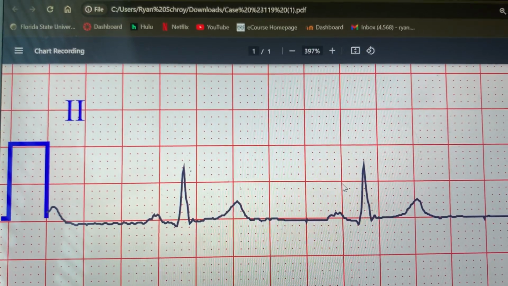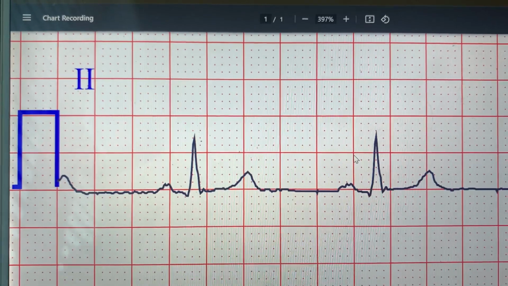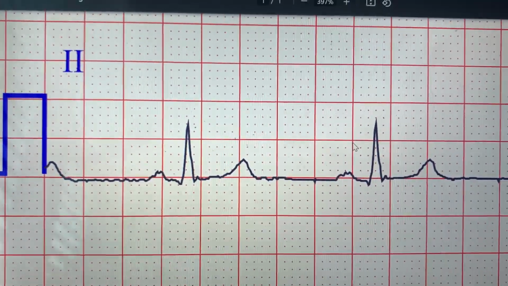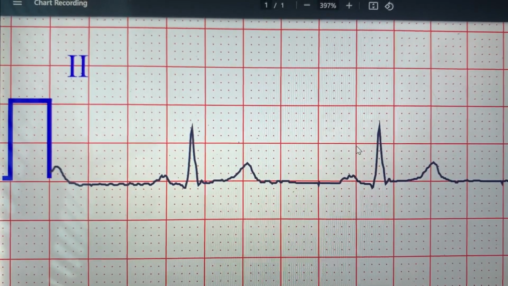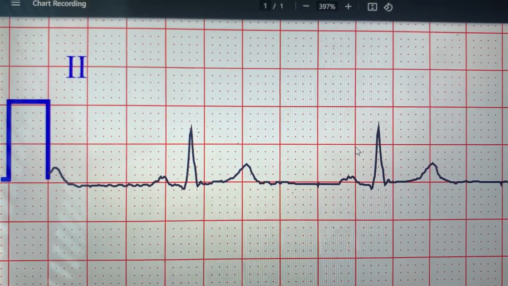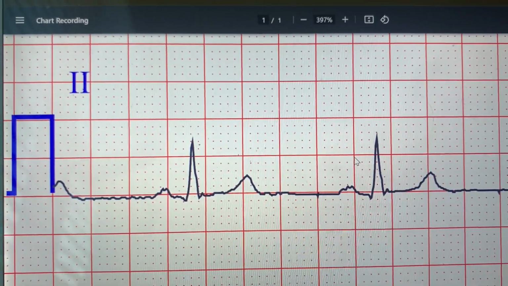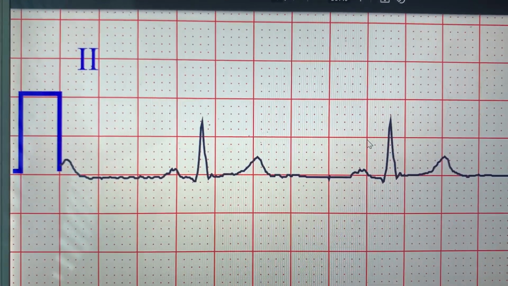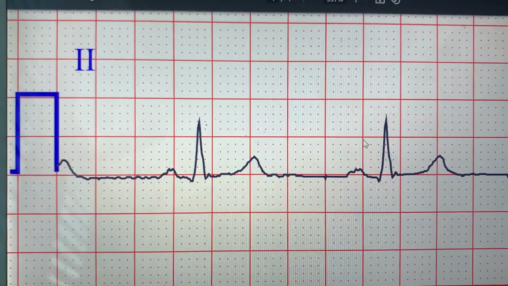It's important to look at the frequency and morphology of these waves during the analysis. As I said before, the P wave is double humped, which indicates atrial enlargement. And we see the T wave appears to be a little long in duration, but doesn't seem to be much of an issue.